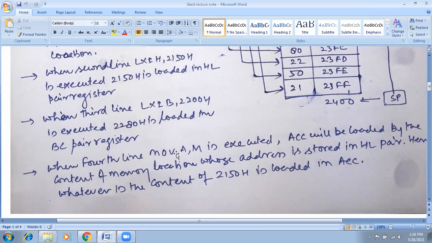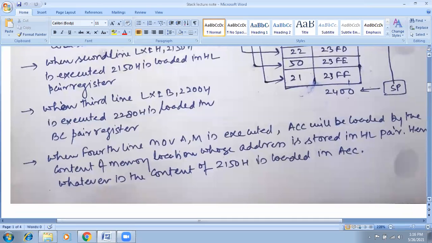When the fourth line, MOV A,M, is executed, the accumulator will be loaded by the content of the memory location whose address is stored in the HL pair. Hence, whatever is the content of 2150, it will be loaded in the accumulator.